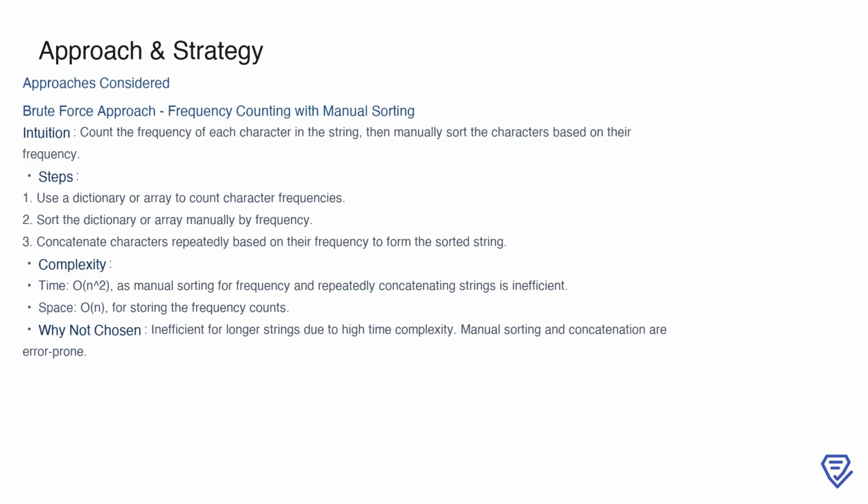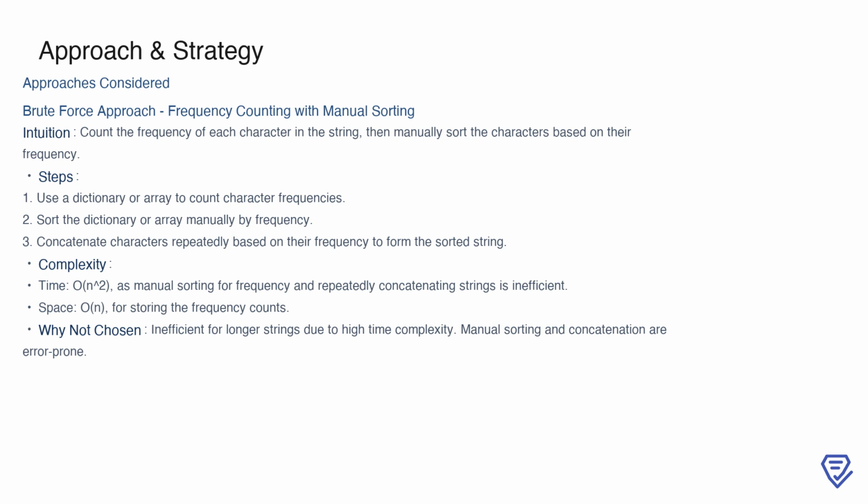When considering how to solve this problem, a straightforward idea might be to use a brute force approach. The intuition here is simple. First, count the frequency of each character in the string using a dictionary or an array. Then, manually sort these characters based on their frequencies, and finally, concatenate the characters repeatedly according to their counts to form the final sorted string.